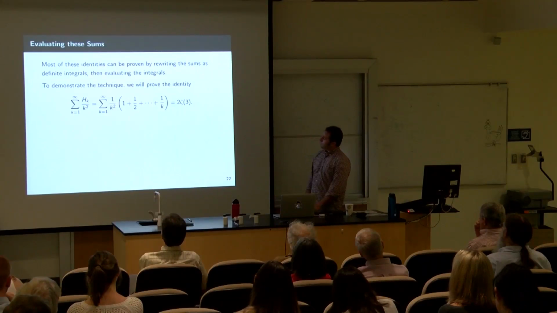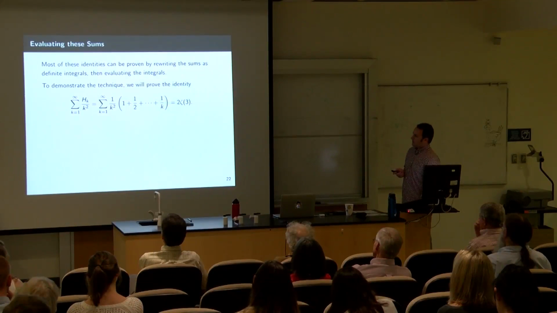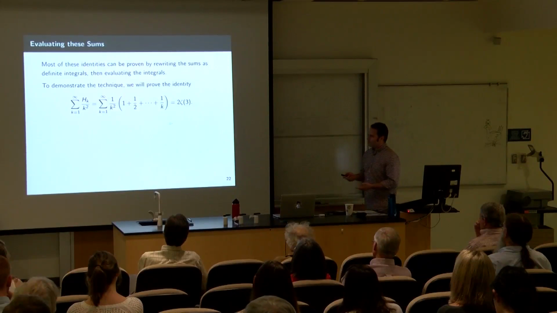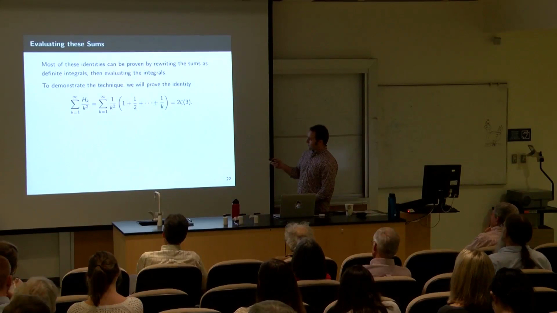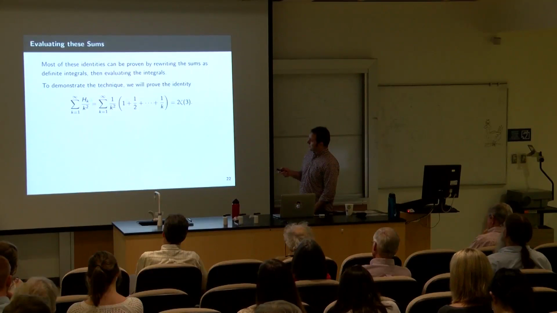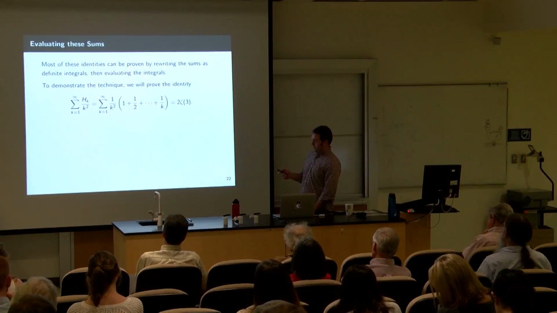So we'll demonstrate this technique and we'll prove this identity. This is very similar to the one that there's 32 proofs of. It's slightly different, but if you have one, it's a simple corollary to get the other. I just think this proof is a little simpler. So the sum of H_k over k squared is equal to 2 times zeta of 3. We'll prove this.